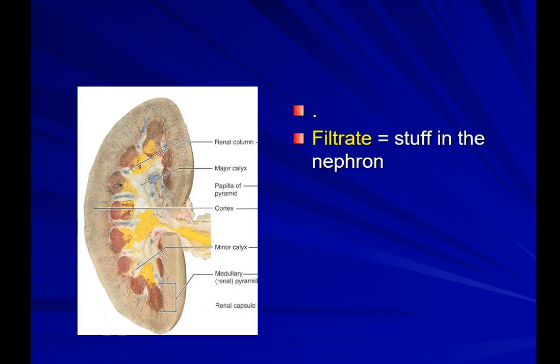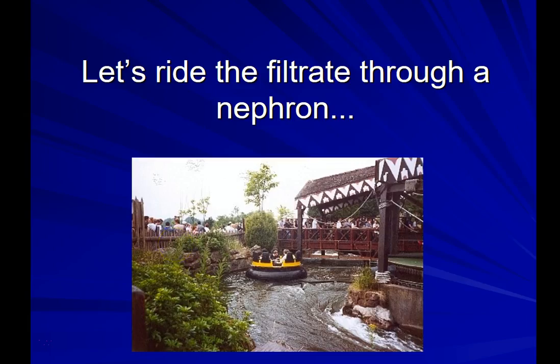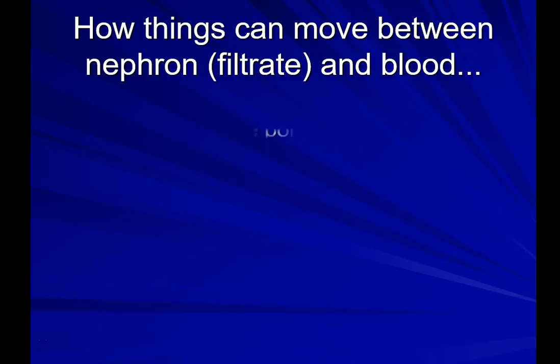So filtrate, when I use that word, that means the stuff that's in the nephron, and blood, shockingly, is the stuff that's in blood vessels. We've talked about blood extensively. So we're going to take a ride through a nephron, but before we do that, we need to talk about the methods that things can move back and forth between the filtrate and the blood.